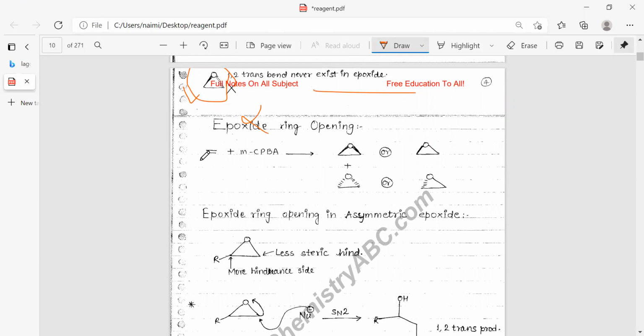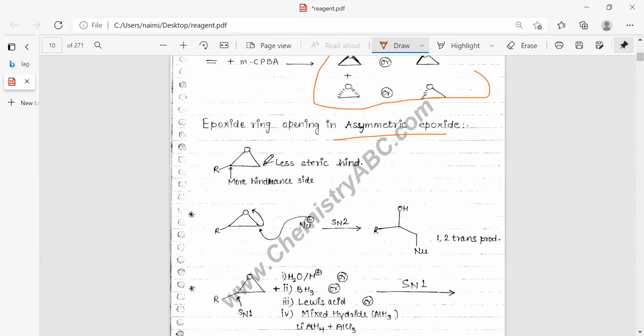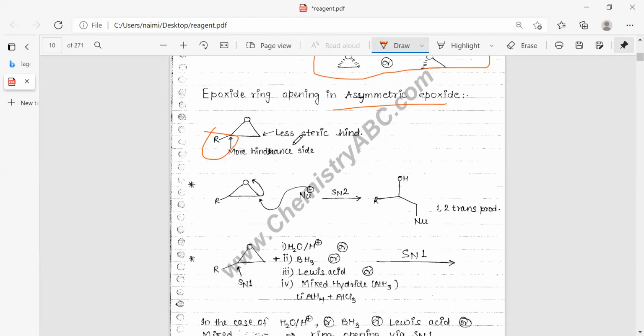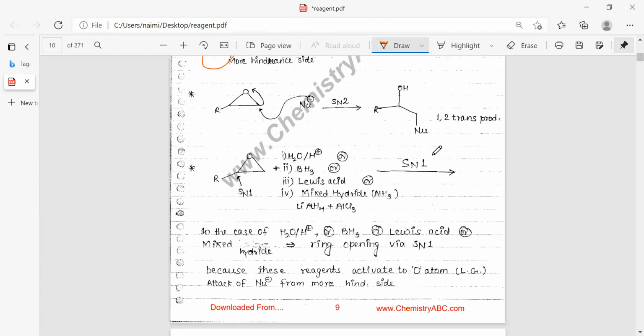Okay, so for epoxides, first of all, when a double bond is attacked by MCPBA, it goes to these types of products. Epoxide ring opening of an asymmetric epoxide: here it is less steric hindrance, and here it is more hindrance because R is present. Hindrance occurs due to the presence of these substituents. When SN2 attacks, SN2 prefers the less substituted side. So the product will be this one, the trans product.